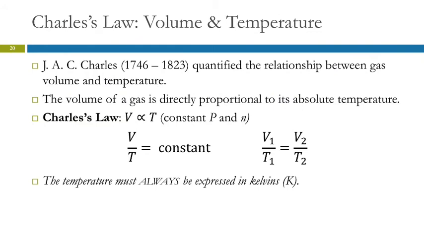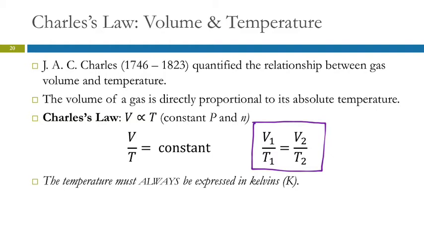Another scientist who studied gases was J.A.C. Charles. He lived in the 1700s and 1800s. He looked at the relationship between the volume of a gas and its temperature. And he found that the volume of a gas is directly proportional to its absolute temperature. We'll talk about what that means in a minute. So Charles' law: volume is proportional to temperature, with constant pressure and amount of gas. And so we can express this as the volume divided by the temperature is equal to a constant, or what's more useful for our purposes is V1 over T1 is equal to V2 over T2.